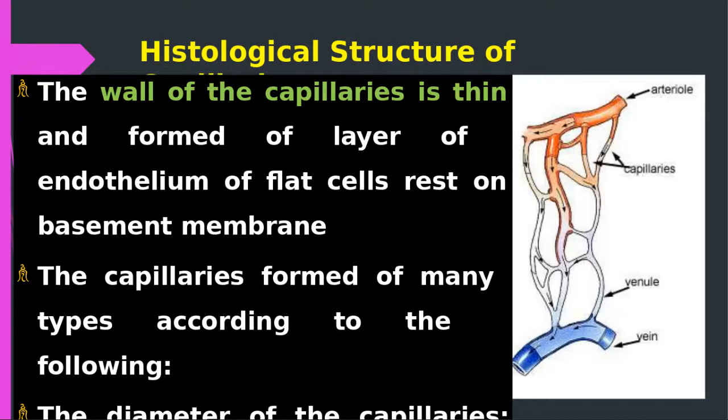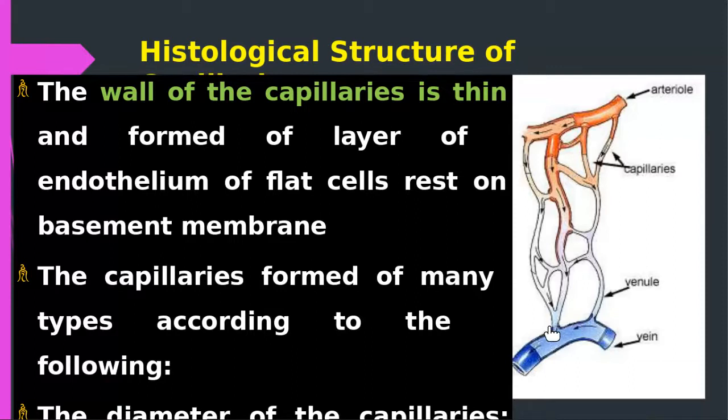Now, the histologic structure of the capillary. How does it look? If you can see the picture, this is your arteriole. From arterioles it goes to capillaries, from capillaries it goes to venules, and from venules it goes to veins. So this is how it is.